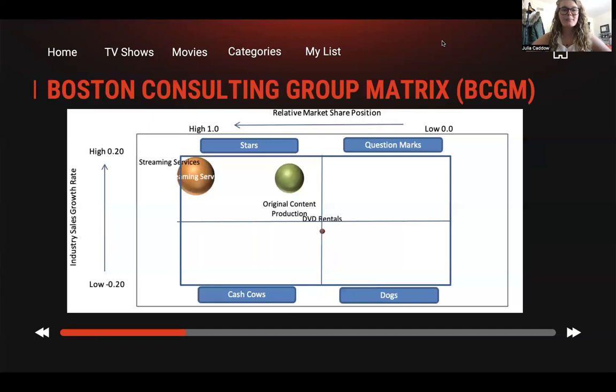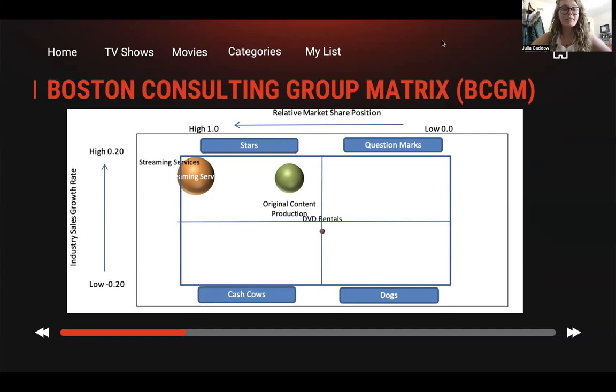Next up, we have the Boston Consulting Group Matrix, or the BCGM. This breaks down Netflix into several different components, including their streaming services, original content production, and DVD rentals. And it judges them based on two different criteria. The first is on the y-axis, which is the industry sales growth rate. And the second is on the x-axis, which is on the relative market share position.